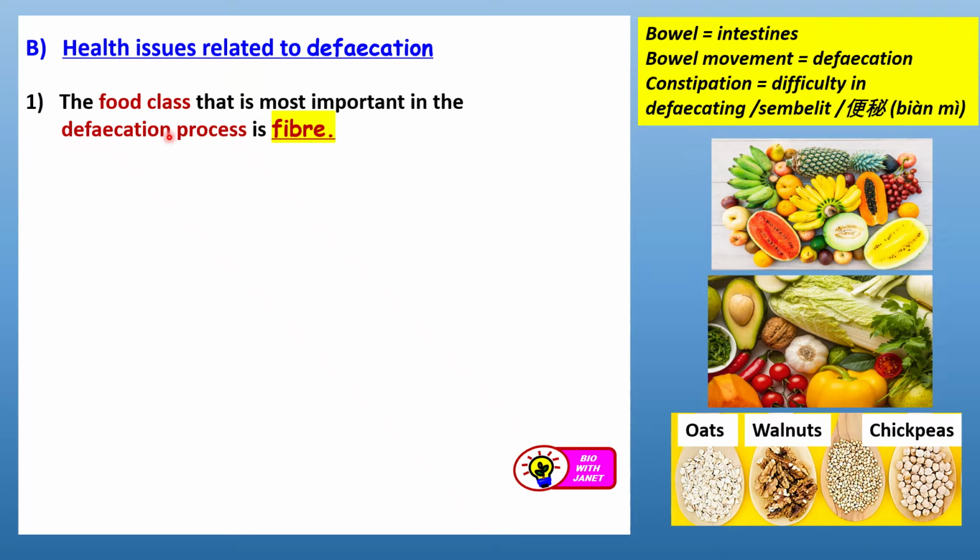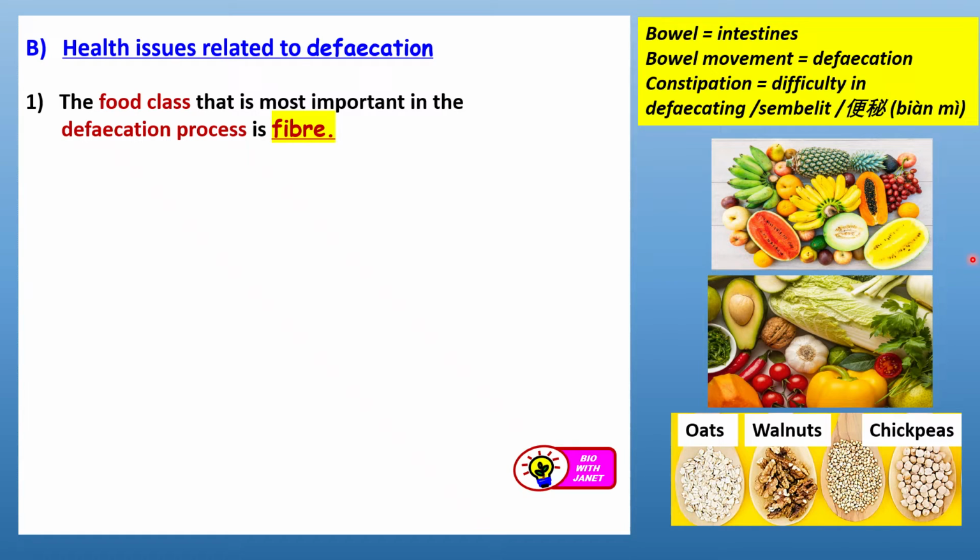Please don't use the word shit or poop for the feces. Okay, just call it feces. FAECES. So fiber is found in fruits, vegetables, and in whole grains like oats, walnuts, and other nuts, and also beans and peas such as chickpeas. All these contain a lot of fiber.